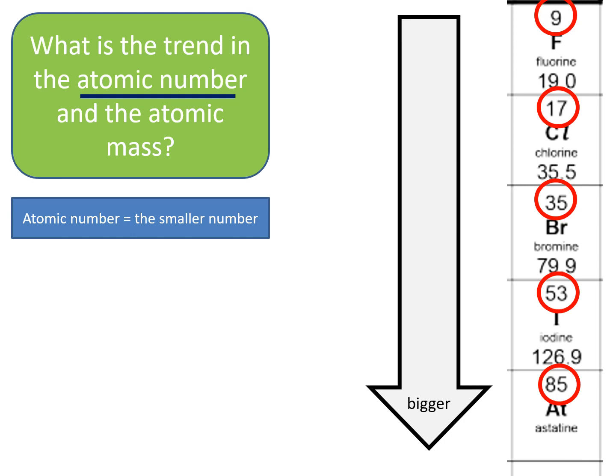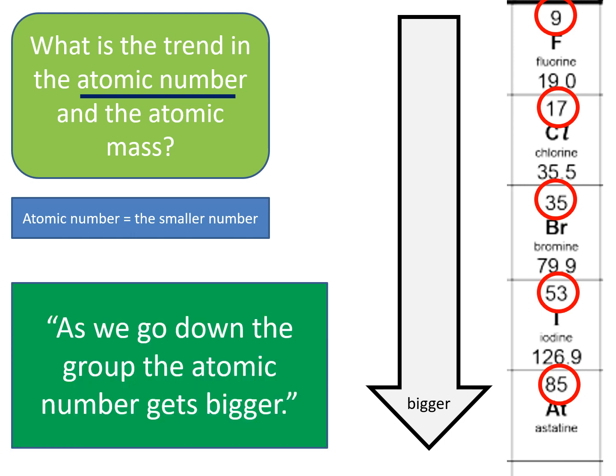Now, how would I write that in class or an exam situation? Well, I could say, as we go down the group, the atomic number gets bigger. I don't like that phrase, gets bigger. It's not very eloquent. It's not very scientifically correct, is it? I could say instead, it increases. As we go down, the atomic number increases.